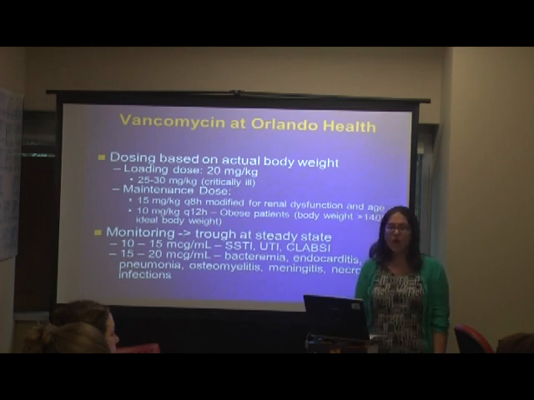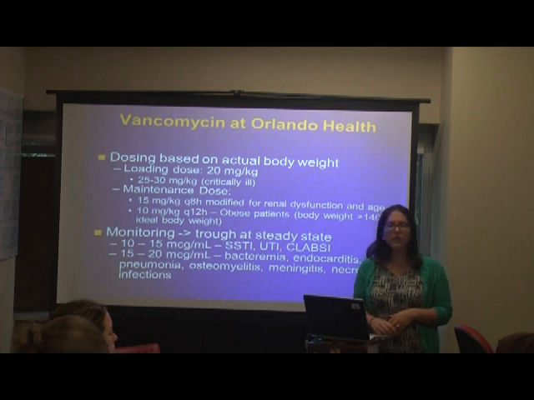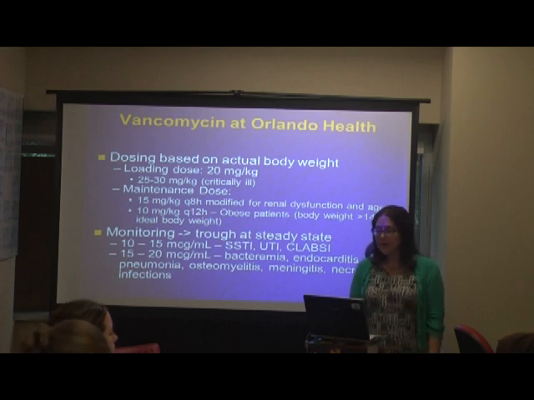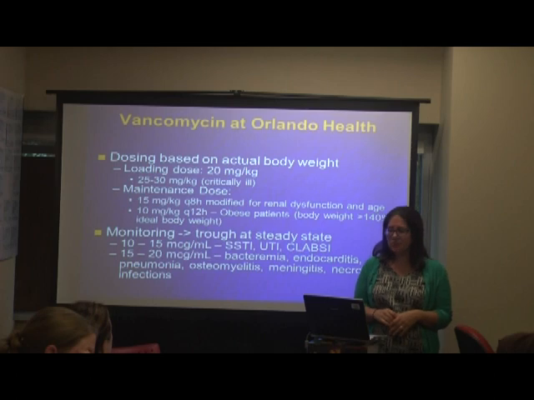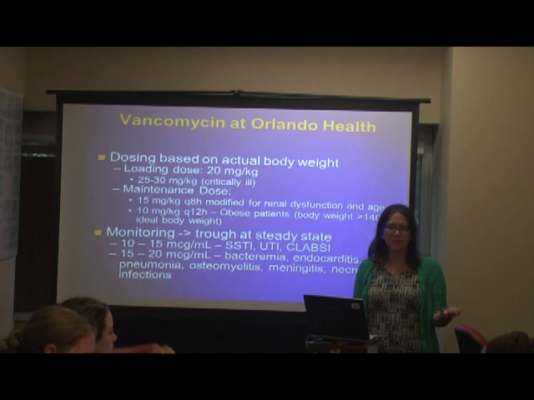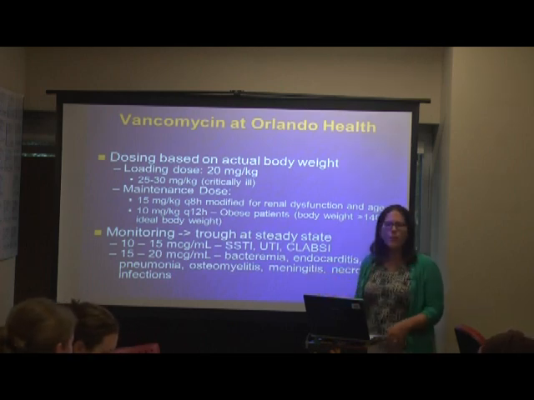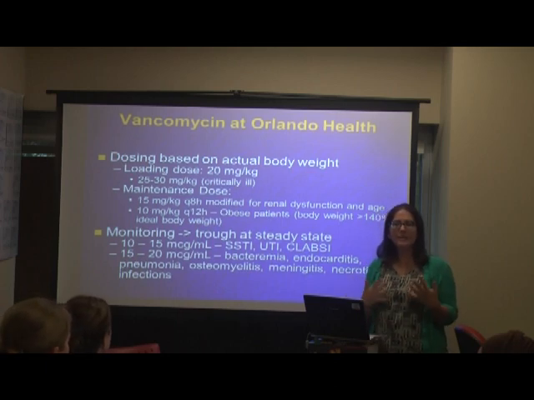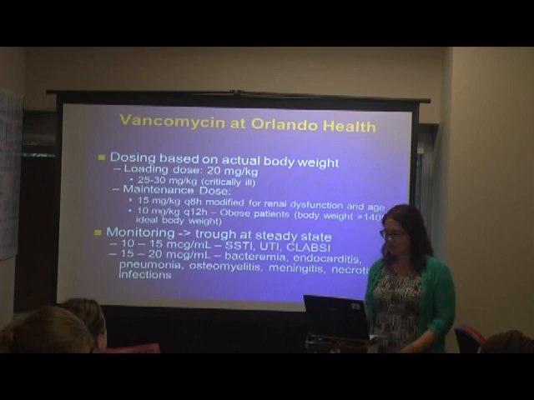So, monitoring. We do want to monitor when the trough is at steady state. Our recommended goals are 10 to 15 for skin and skin structure infections, for urinary tract infections, and for catheter and line bloodstream associated infections. We're going to aim for a trough of 15 to 20 for bacteremia, endocarditis, pneumonia, osteomyelitis, meningitis, necrotizing infections, so more serious infections. And if a patient comes in with, say, a UTI, but then they worsen and now they have sepsis, they're in the ICU, certainly we want to move towards a trough of 15 to 20 in those patients.